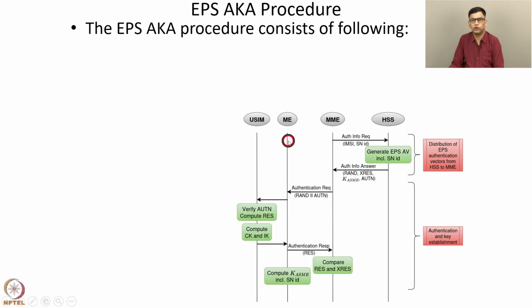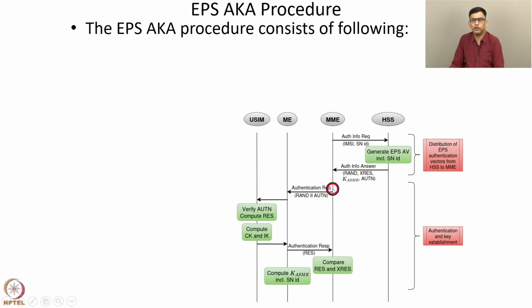First, the cell phone requests for authentication, and then the MME of the serving network sends a request to the home subscriber server for getting authentication information. Then the HSS generates an authentication vector and sends it to the MME. So, this authentication vector is shown over here.